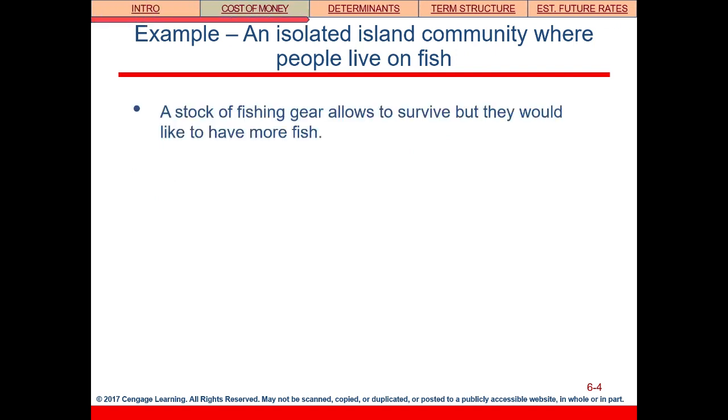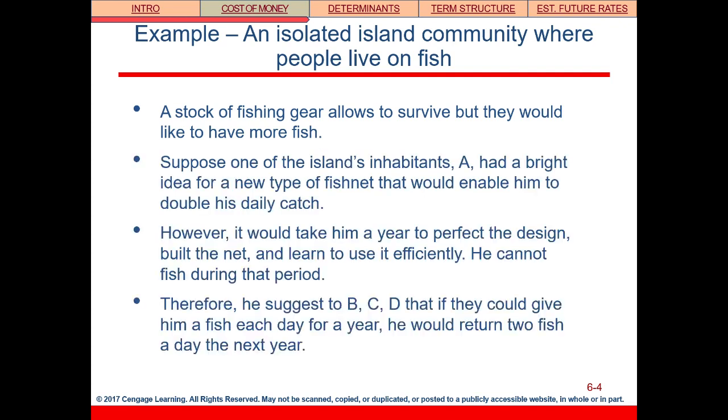The example is based on an isolated island community where people live on fish. A stock of fishing gear allows them to survive, but they would like to have more fish. Suppose one of the island's inhabitants, A, had a bright idea for a new type of fish net that would enable him to double his daily catch.